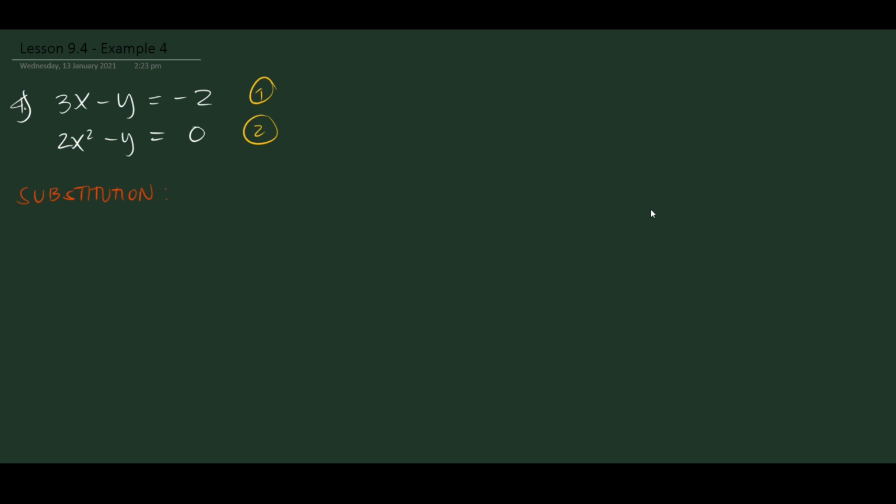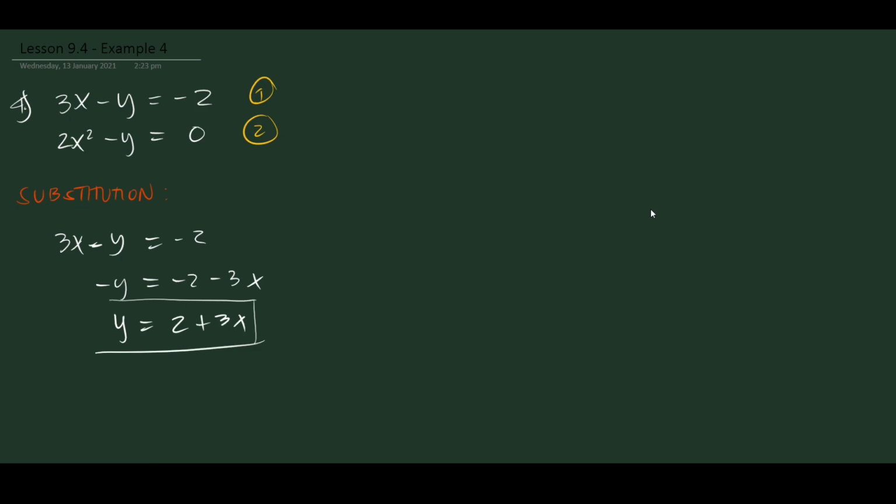Using equation 1, 3x minus y is equal to negative 2. I'm going to express y in terms of x. So negative y is equal to negative 2 minus 3x, subtracting 3x from both sides. Then if we divide both sides by negative 1, we get y = 2 plus 3x, right? This will be our third equation.